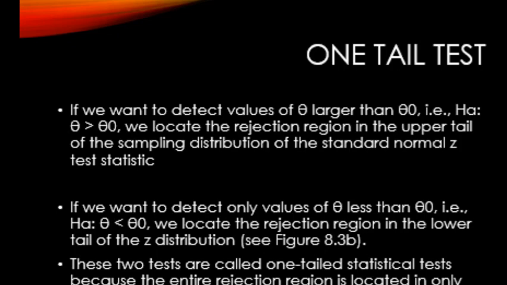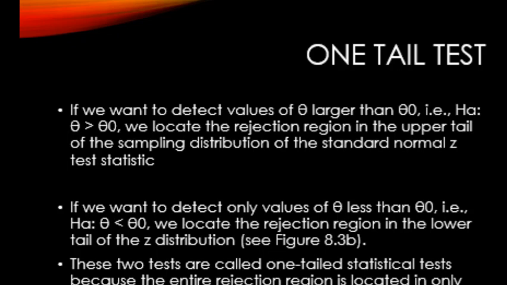There are two types of tests. To figure out the rejection region, we first need to understand what type of test we are conducting: a one-tail test or a two-tail test. When we have a one-tail test, we are trying to test whether theta is larger than a given value theta 0, so HA will be of the form theta greater than theta 0. The other possibility is a less than test. In that case, HA will be theta less than theta 0.